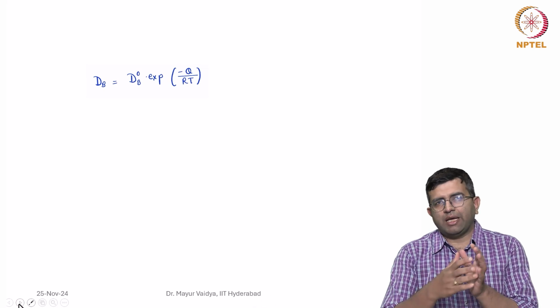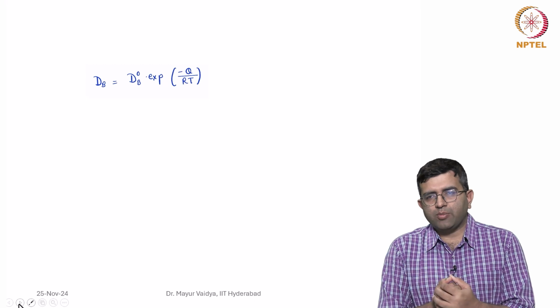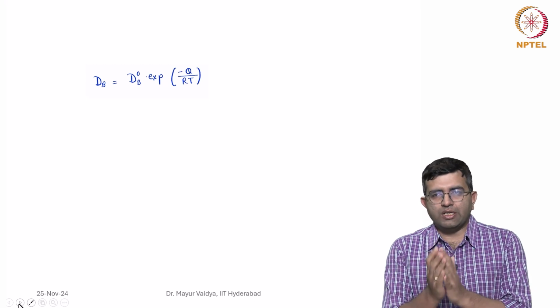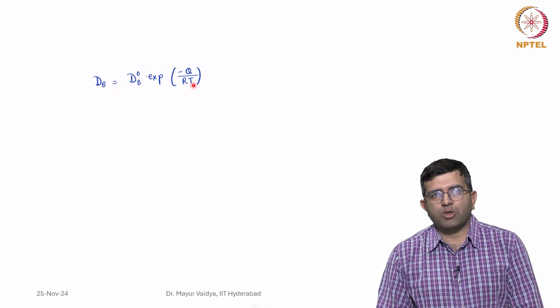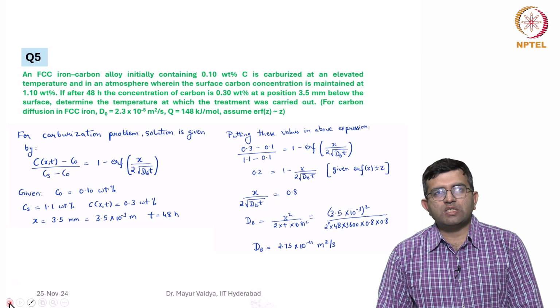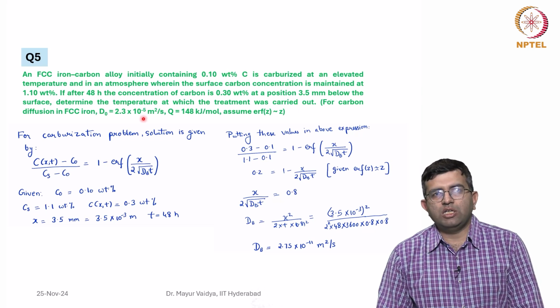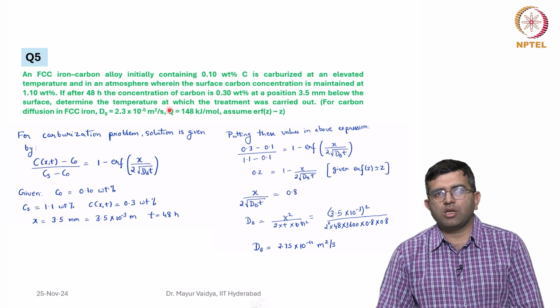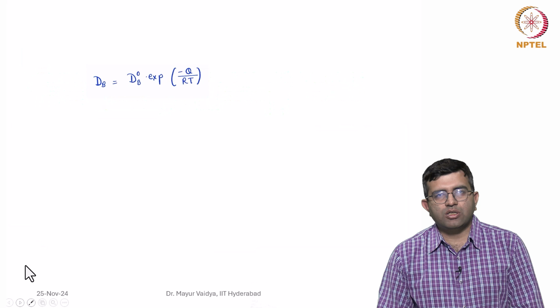Now, so far we have not come to this equation, but let me tell you that the diffusion coefficient does depend on temperature, and it follows an exponential function, which is DB is equal to DB naught exponential minus Q by RT. Because remember, in our question it is stated to determine the temperature at which the treatment was carried out. And what we are given is D naught, which is known as the pre-exponential factor, and Q, which is the activation energy. So, this is how the relation goes.